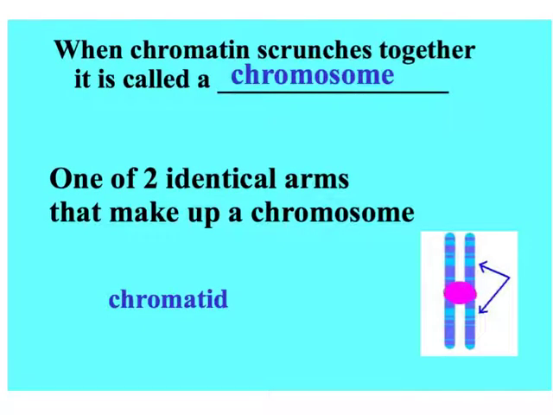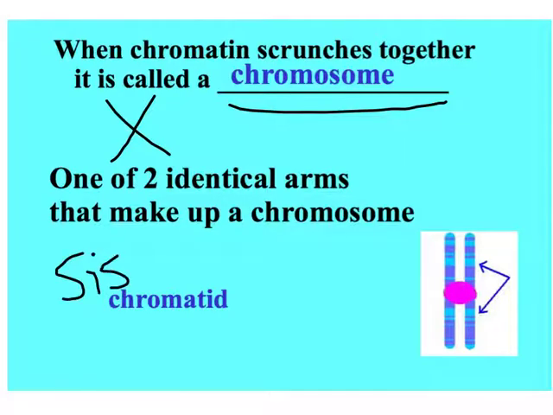When chromatin scrunches together and condenses, we call it a chromosome. Chromosomes look like an X. One of two identical arms on that chromosome is called a chromatid. Specifically, they're identical, so we call them sister chromatids, right, because they are perfect matches.